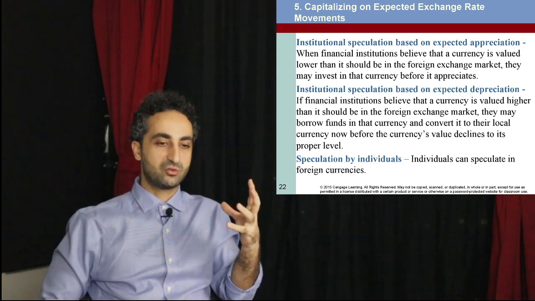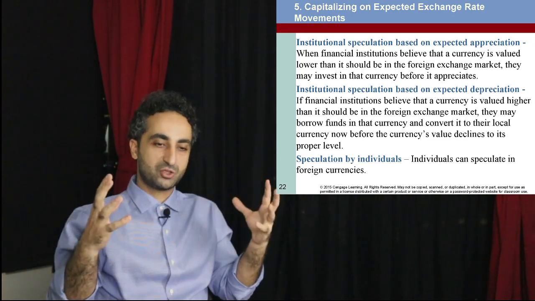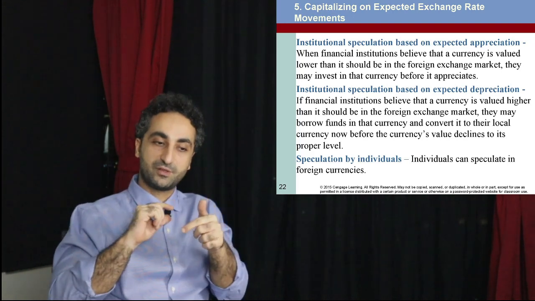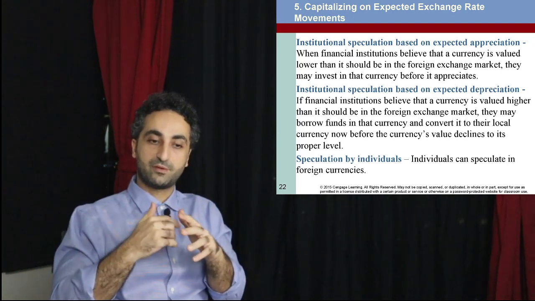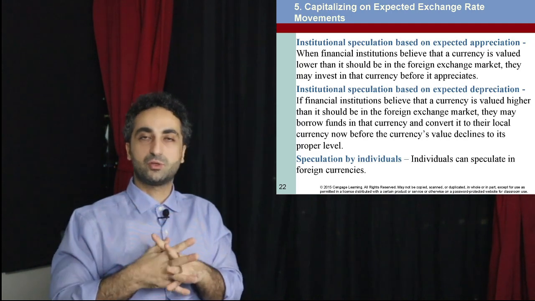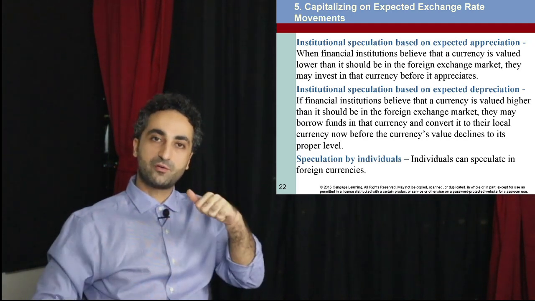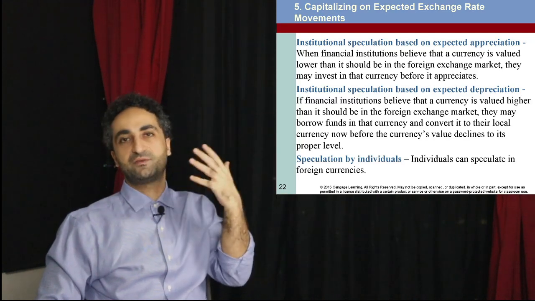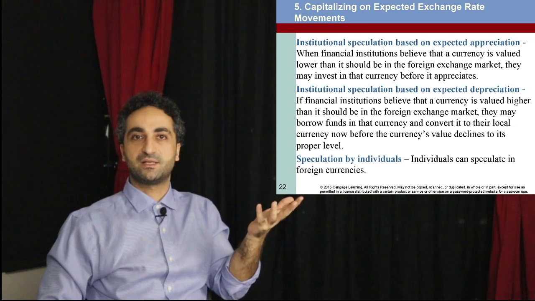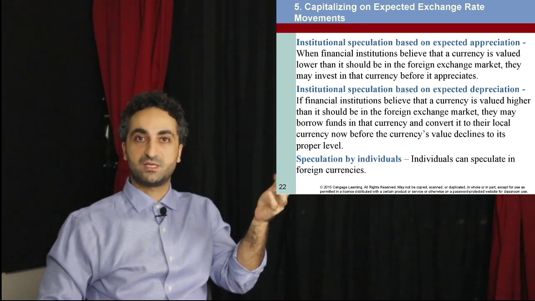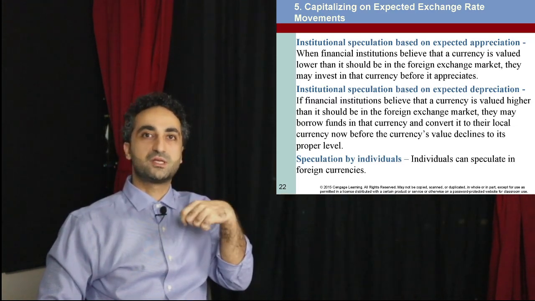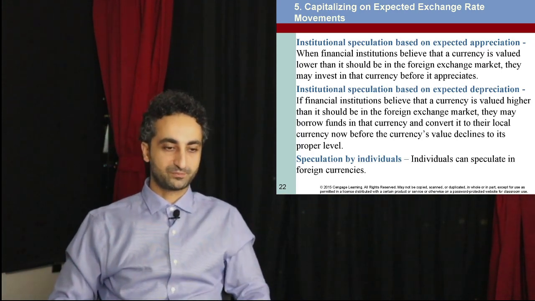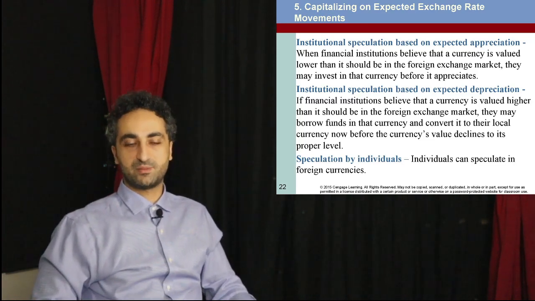If financial institutions believe that a currency is valued higher than it should be, they may borrow funds in that currency and convert it to their local currency now, before the currency's value declines. So what would I do? I would borrow in Thailand and convert it to ringgit. Why? Because after a year, I believe that the Thai baht will depreciate against the ringgit, so I pay less in ringgit terms. Okay. Speculation can also happen by individuals.